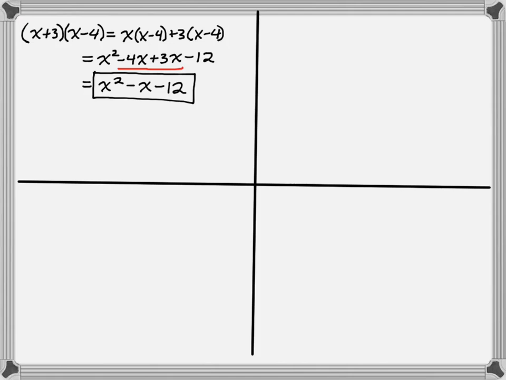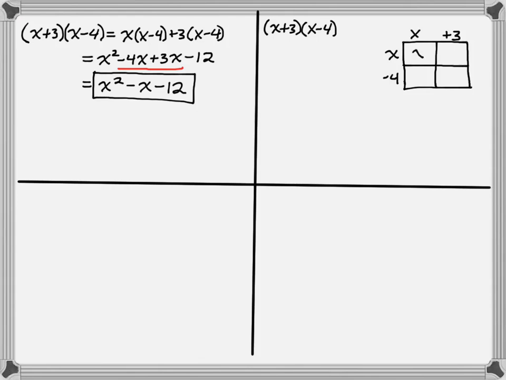But that's not the only way to do this problem. So the next way that I'm going to do it, it's exactly the same problem, is I'm going to do it geometrically. So what I'll do is make a rectangle and divide it up and put each part of each of the binomials along the edges. So I put x and a plus 3, and then I put an x and a minus 4. Now what I'm going to do is actually just multiply those out. So I'll end up with an x squared, plus 3x, a minus 4x, and a minus 12.